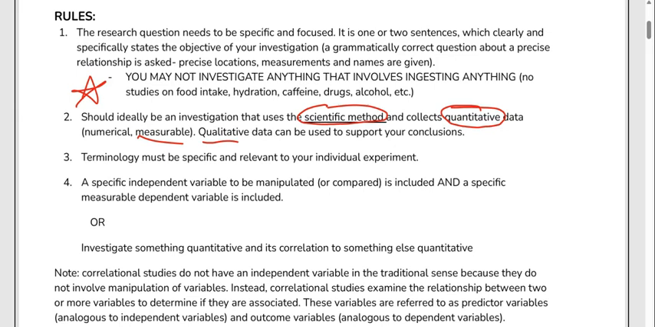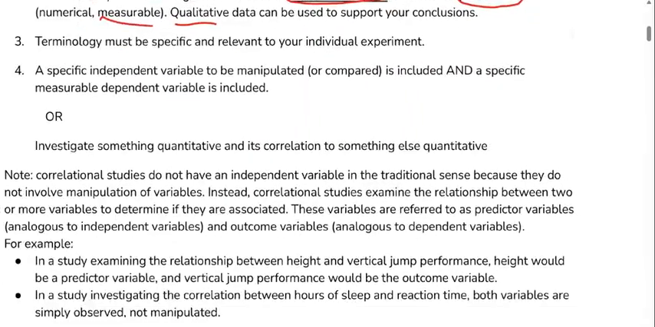Your terminology in the question should be specific and relevant to your individual experiment. So the terminology there, if you're talking about football, rather than just saying agility, you would choose an agility drill that is used for football players. If I'm talking about dance, I wouldn't say, I don't know. Hopefully you get the point. It just needs to be not vague.